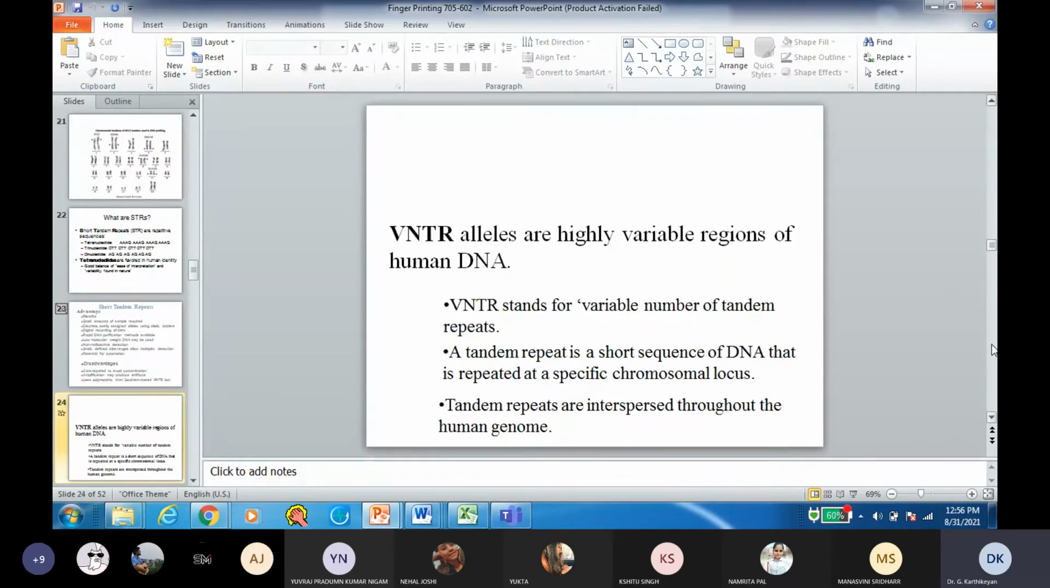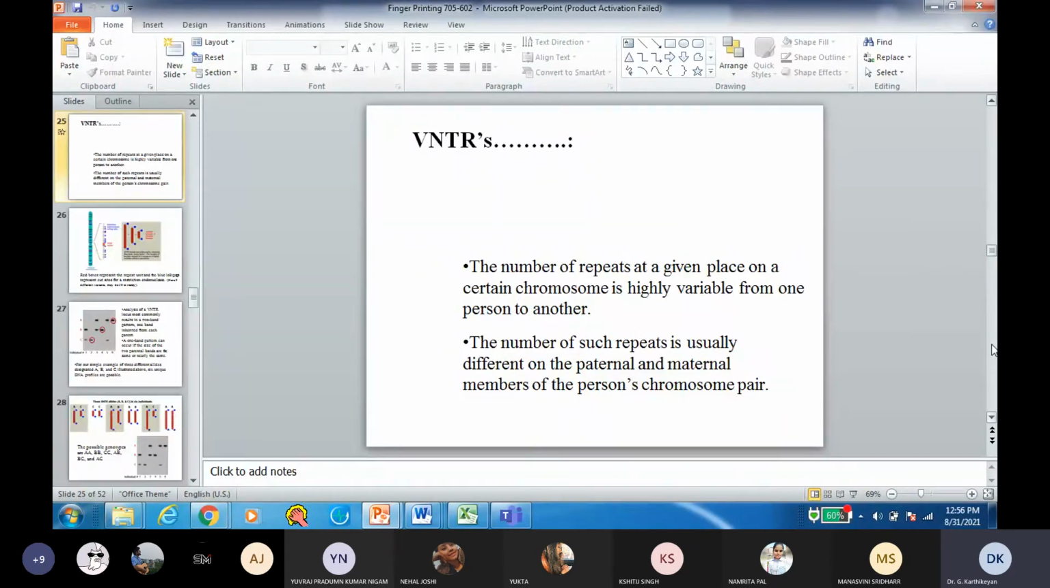Okay, we saw short tandem repeats. What are VNTRs? VNTR alleles are highly variable regions in human DNA. Short tandem repeats are also variable, but VNTRs are highly variable regions. This is a tandem repeat of a short DNA sequence that is repeated at a specific chromosomal locus, and tandem repeats are interspersed throughout the human genome. The number of repeats at a given place on a certain chromosome is highly variable from one person to another. The number of such repeats is usually different on the paternal and maternal members of the chromosomal pair.